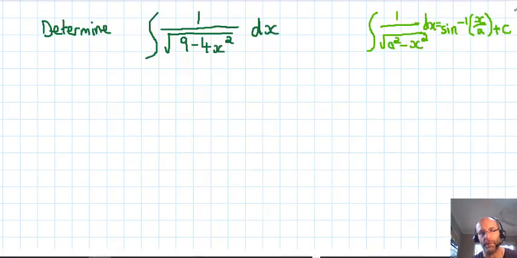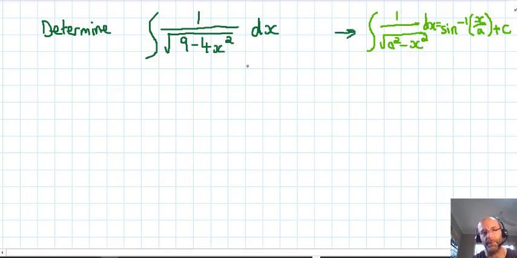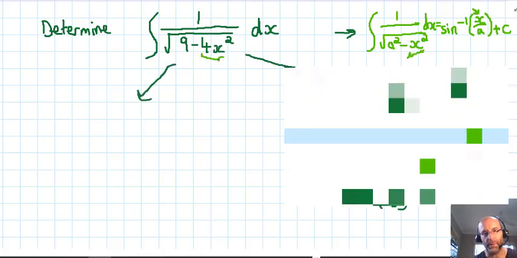Okay, so the first example, we are integrating 1 over the square root of 9 minus 4x squared dx, and I've got the general form on the side there. So that's going to fit the inverse sine form of the integral. We note that we don't have a coefficient of 1 in front of the x squared, and so we factorize with that in mind first up. So we need to factorize that 4 out.